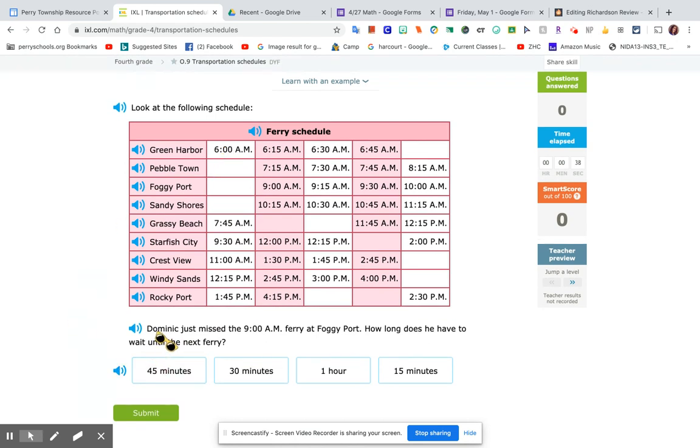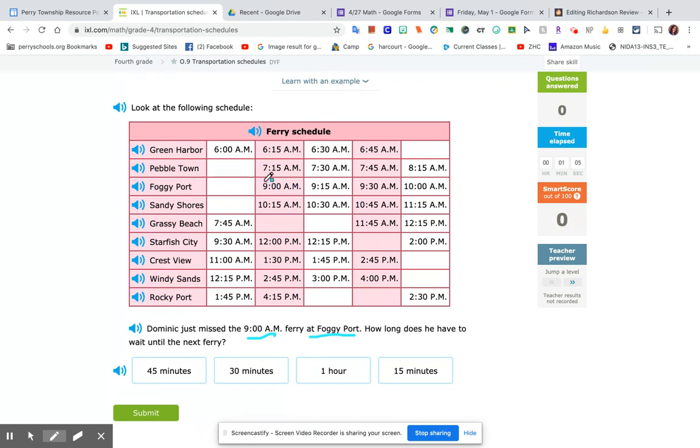Let's read what our question is. Dominic just missed the 9 a.m. ferry boat at Foggy Port. Are you thinking what I'm thinking? Those are clues to help us understand what's important on this chart of nonsense. How long does he have to wait until the next ferry comes? So some of this is unimportant information for this problem. I'm checking out Foggy Port.